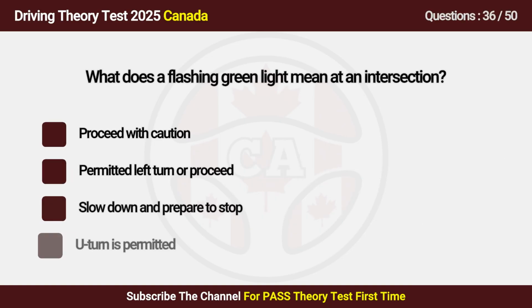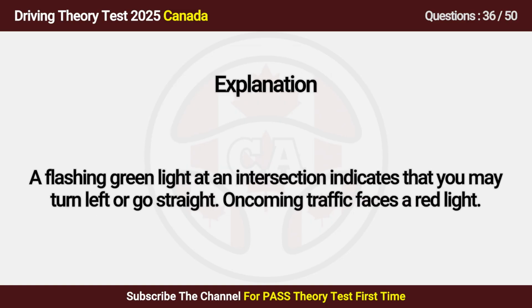Question 36. What does a flashing green light mean at an intersection? A. Proceed with caution. B. Permitted left turn or proceed. C. Slow down and prepare to stop. D. U-turn is permitted. Answer is B. Permitted left turn or proceed. A flashing green light at an intersection indicates that you may turn left or go straight. Oncoming traffic faces a red light.